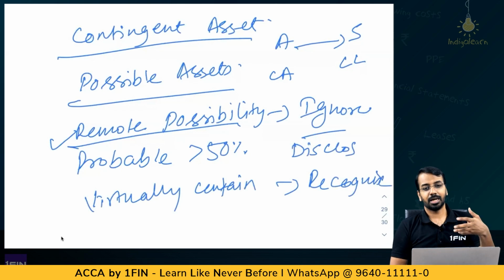So, provisions, you have to create a liability or you have to recognize a liability. Contingent liabilities are only disclosed. Contingent assets are ignored if it is remote. If it is probable, you will disclose. If it is virtually certain, you will recognize an asset.